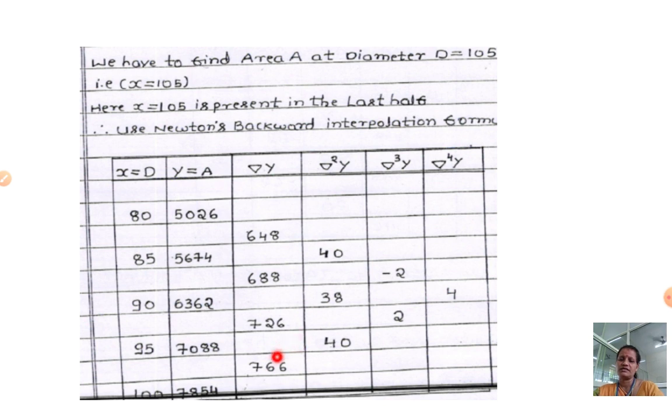Now again we will calculate for the del square. 766 minus 726 is 40. 726 minus 688 is 38. 688 minus 648 is 40. Again we will calculate the difference of these. It is minus 2. Here is plus 2. So the difference of these two is there. So up to del 4, we have got the value.